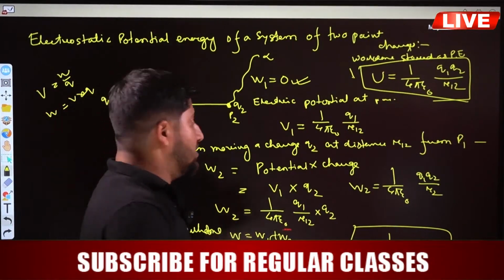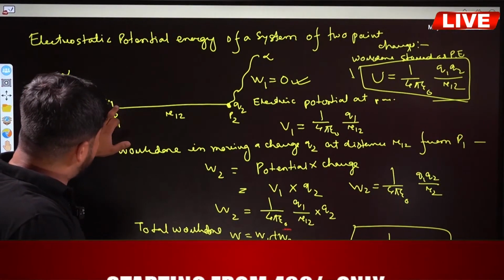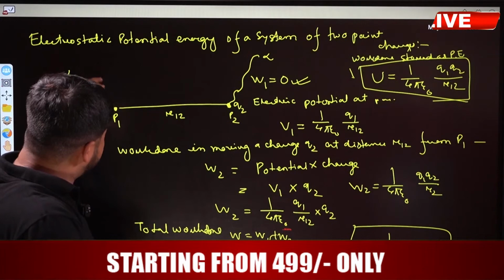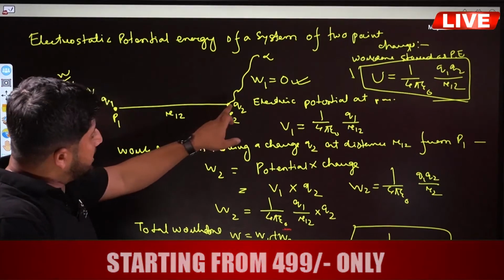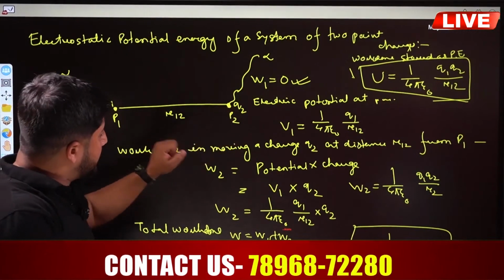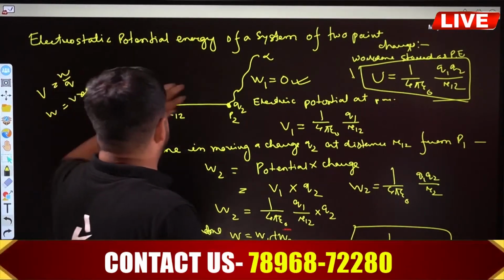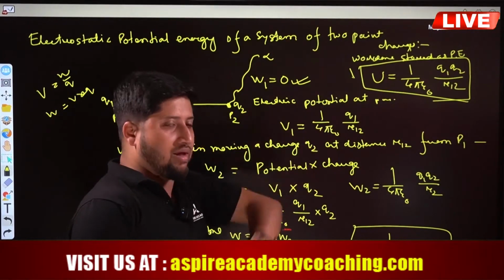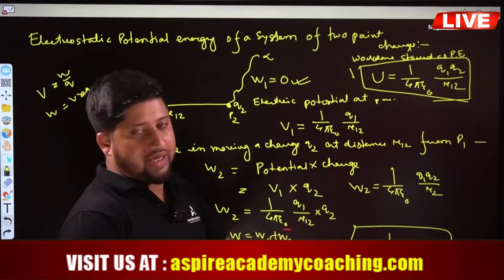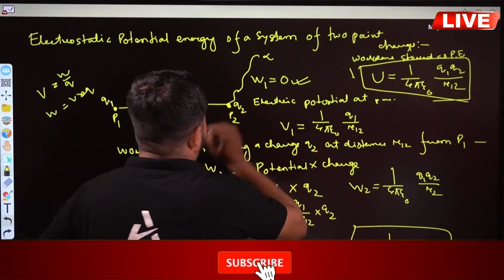Again I will repeat this one. First of all, suppose this is a point P1. Another charge we can bring here, Q1 at point P1, and another point P2 here, and this is R12 distance. So what is the work done in bringing from here to that point? The work done will be 0. So we can bring in one charge from infinity to that point with work done 0.